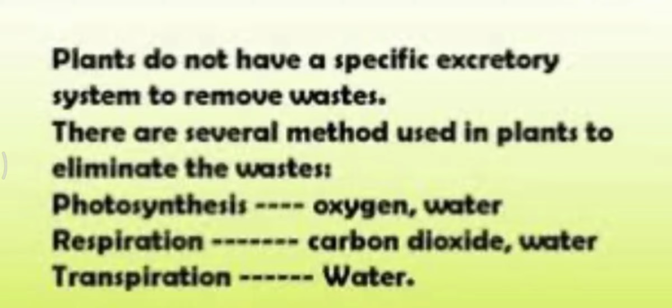Now let us learn how plants remove waste. The first is the gaseous waste. The gaseous waste includes carbon dioxide, which is released as a result of respiration, and oxygen, which is released as a byproduct of photosynthesis. Both these gaseous wastes are removed by stomata that are present on leaves and lenticels that are present on the stem. The second waste, that is excess water, is lost by transpiration.